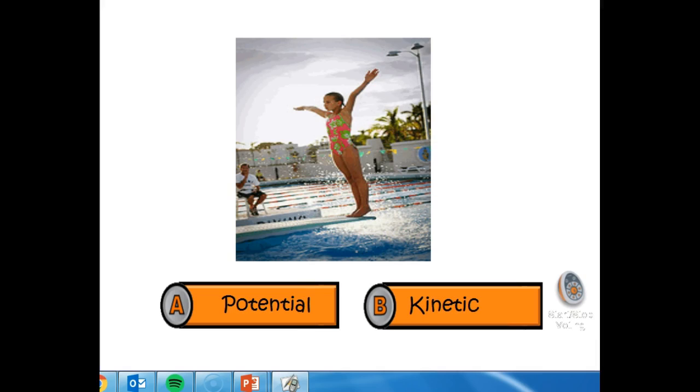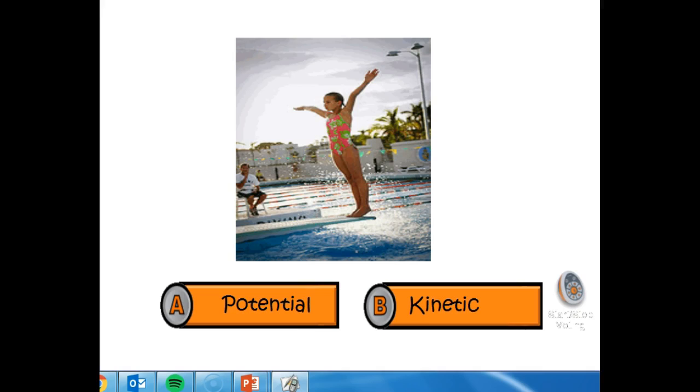Now, here's a girl standing on the edge of the diving board. She's not moving. Is this potential or kinetic? Right, potential energy. Now, I don't want you to fall into the thinking that, oh, if something's moving, it's kinetic, and if it's not moving, it's potential. Not necessarily. In order for it to be potential, there has to be a reason. Why does she have potential energy? There's more than one answer to this.